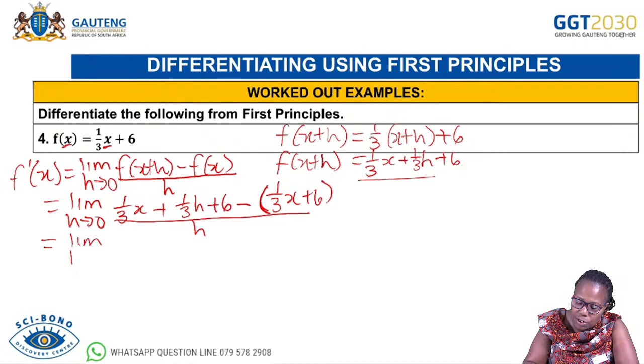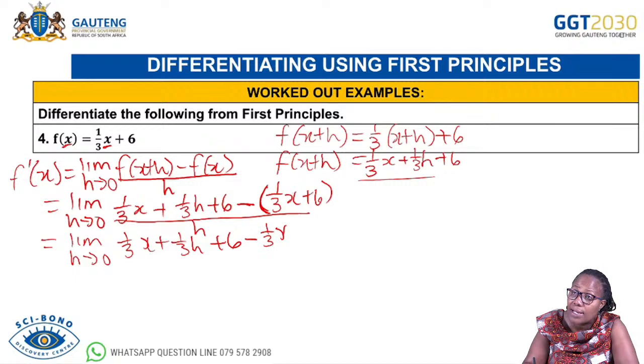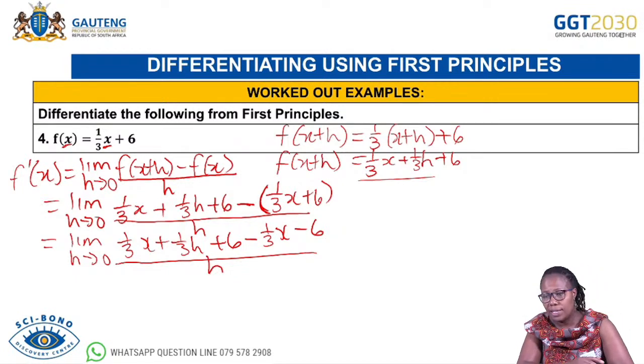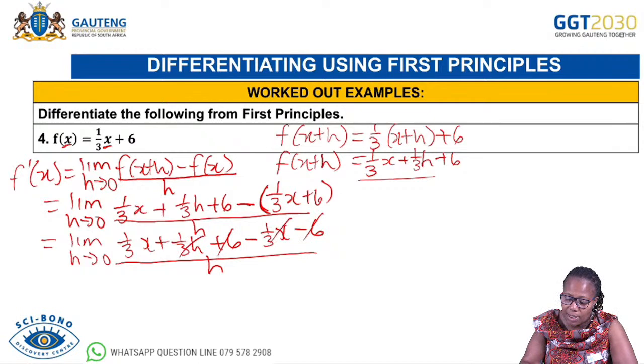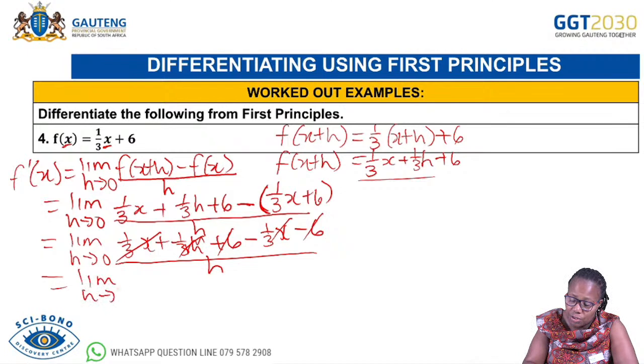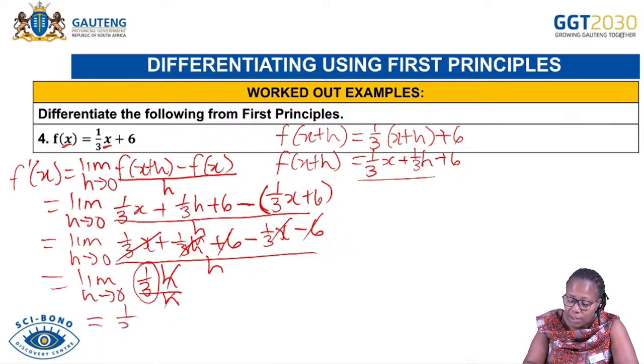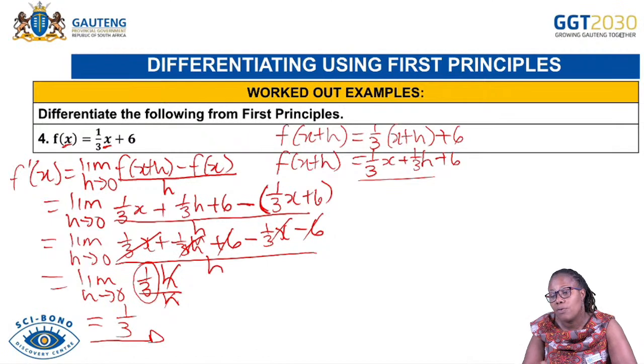That's the limit of h approaching 0. 1/3 x plus 1/3 h plus 6. A negative into the bracket, minus 1 over 3x minus 6. Everything over h. Do not forget that h, grade 12. And then now the minus 6 plus 6, minus 1/3x plus 1/3x, we are left with the limit of h approaching 0, 1 over 3h over h. The h will cancel the h. Can you see we are left with the constant 1 over 3? Then our answer will just be 1 over 3.